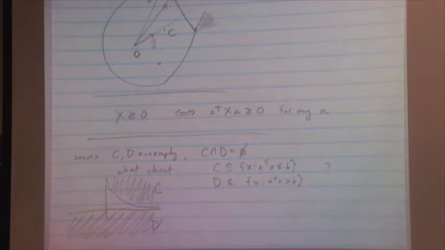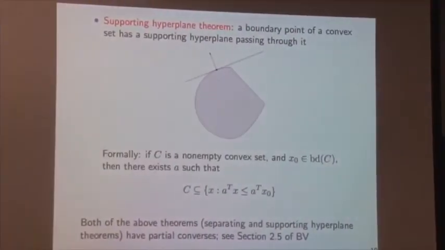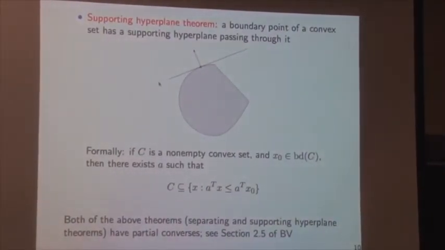The other one is the supporting hyperplane theorem, similar in a sense, which says that if you have a convex set and you take a boundary point, then it has a supporting hyperplane passing through it. A supporting hyperplane is defined by a normal vector A, and, supposing the boundary point is x0, it has the property that the set of all x for which A transpose x is less than or equal to A transpose x0 contains the set C. Okay, so C is contained in this particular half space that's defined to be passing through x0.